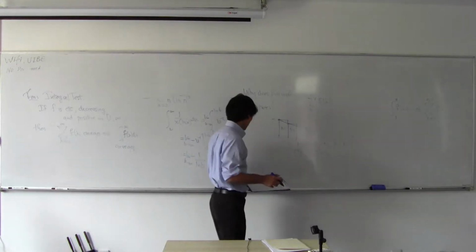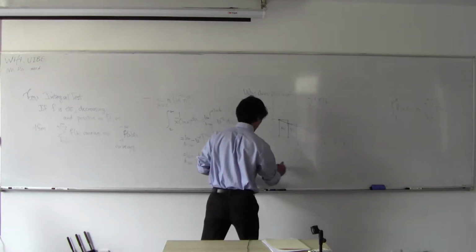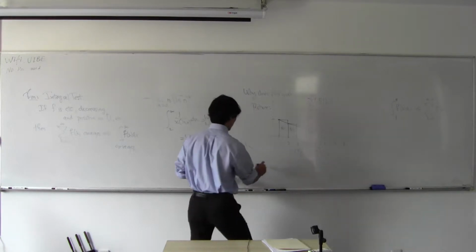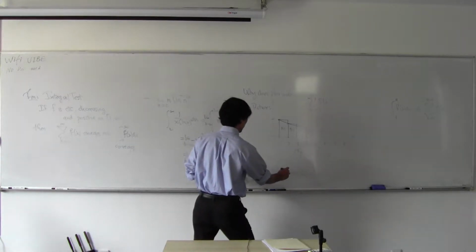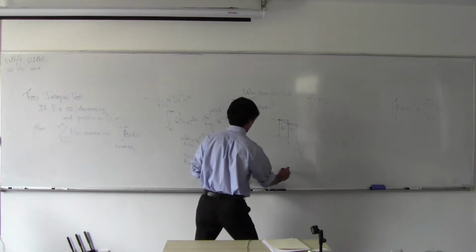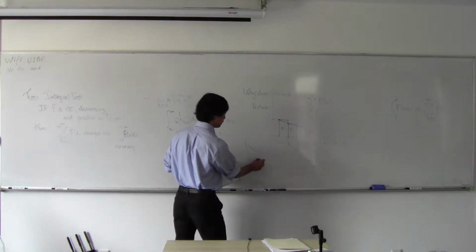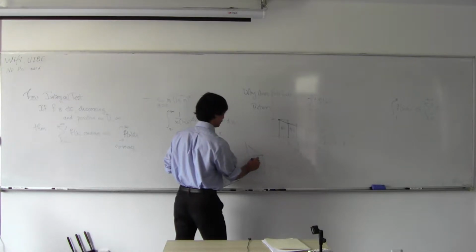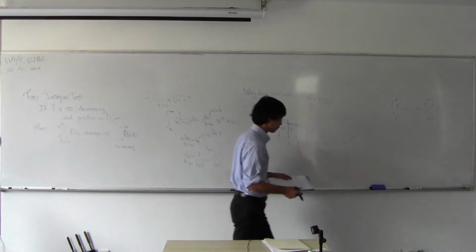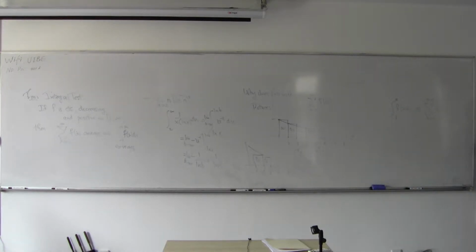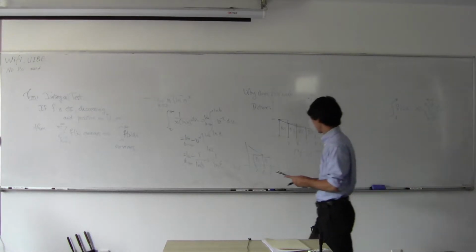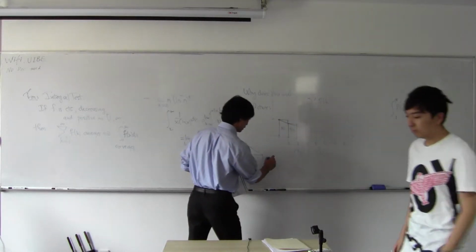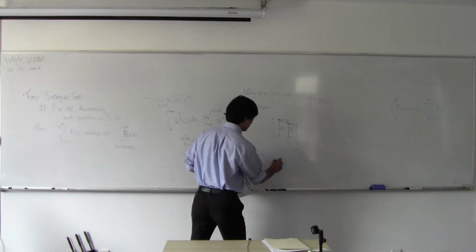Now you could also do the following. You could also go like this. 1, 2, 3, 4, 5. If I come up to f of 2 and I go to the left, then this area is f of 2. This area is f of 3. This area is f of 4. This area is f of 5.